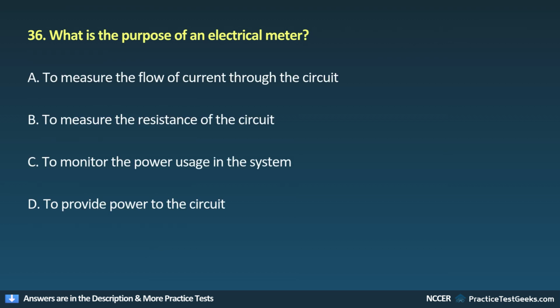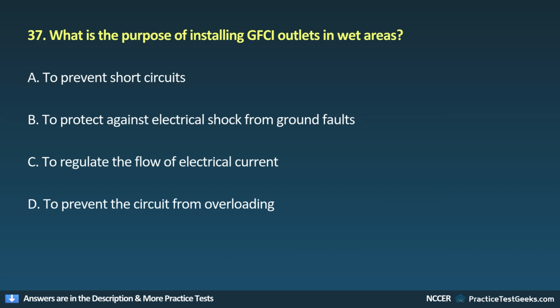36. What is the purpose of an electrical meter? A. To measure the flow of current through the circuit. B. To measure the resistance of the circuit. C. To monitor the power usage in the system. D. To provide power to the circuit. 37. What is the purpose of installing GFCI outlets in wet areas?